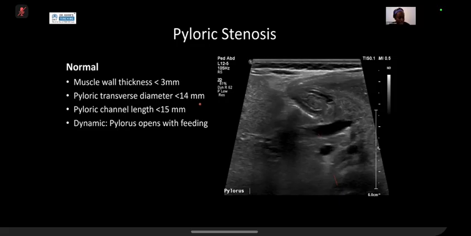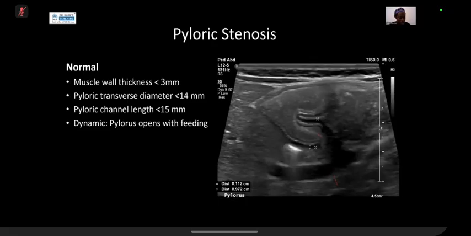Normally, the transverse diameter, so that's if you measure across the entire pylorus, should be less than 14 millimeters, and then the pyloric channel length should be less than 15 millimeters. Some papers will say less than 17 millimeters, and I even read one paper that said less than 12 millimeters, but 15 millimeters is the most commonly accepted measurement for the length of the channel. And like I said, the pylorus should open on dynamic assessment for it to be a normal study.